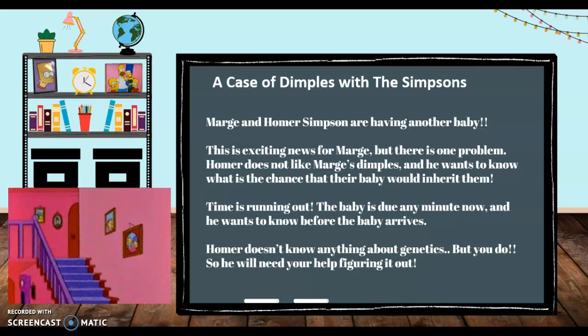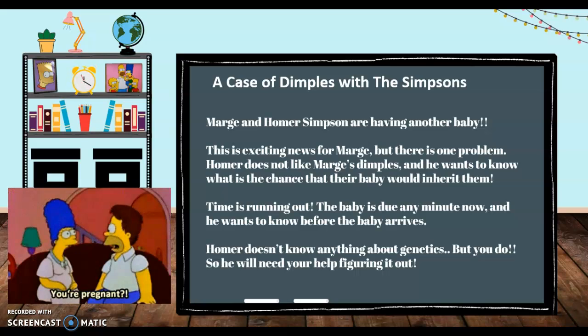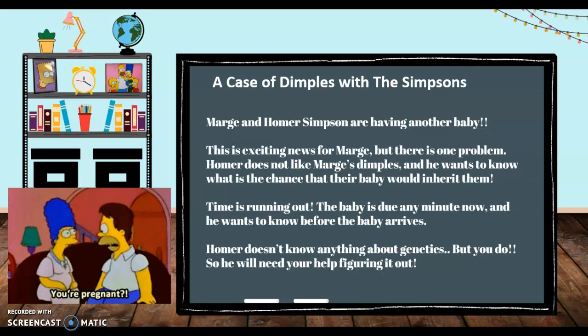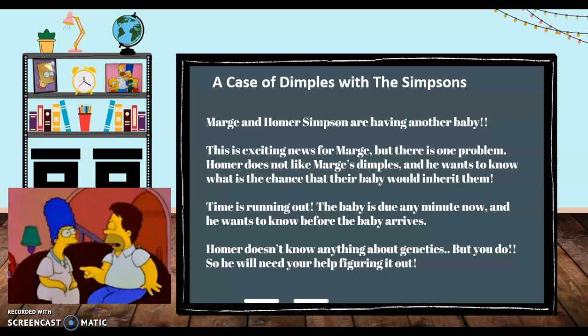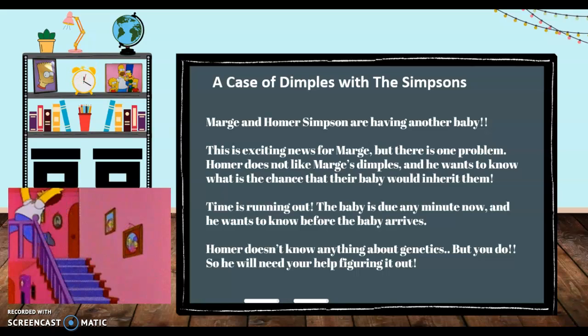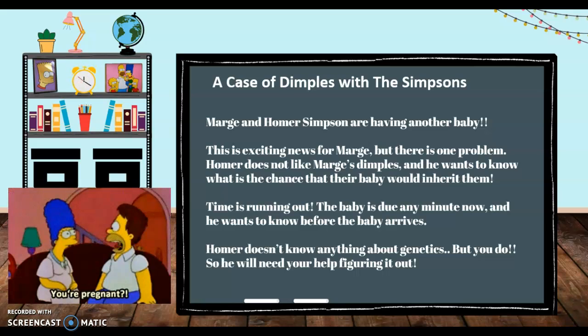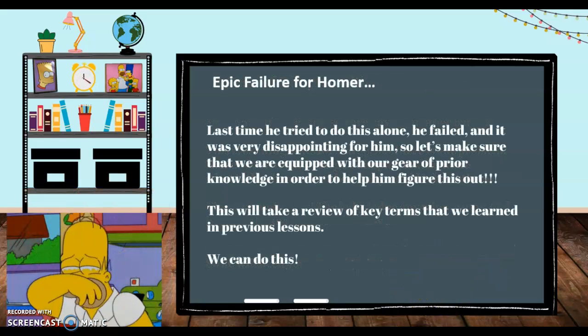Now, dimples are a dominant gene, and we're going to figure out later what the probability is. But Homer doesn't know anything about genetics, so he won't be able to figure it out. Since you have all the background knowledge of genetics, you can help him to figure that out. He tried to do it alone and it didn't work out for him. So for us to be able to do it, we're going to have to review some key terms.